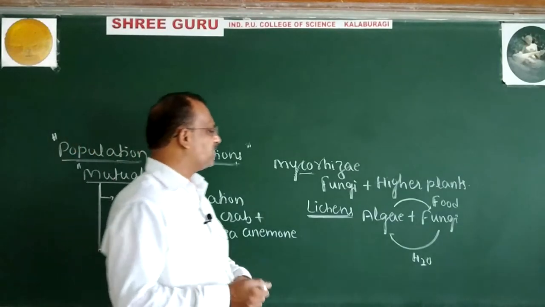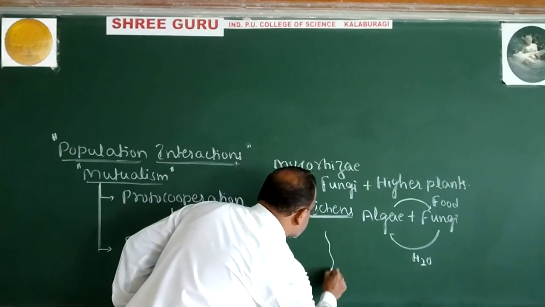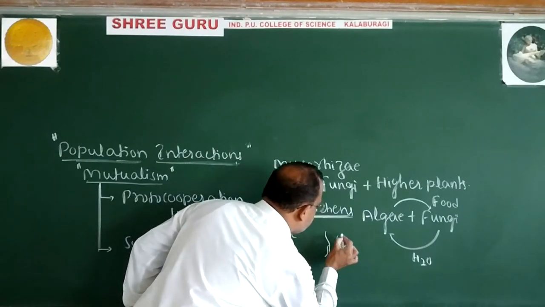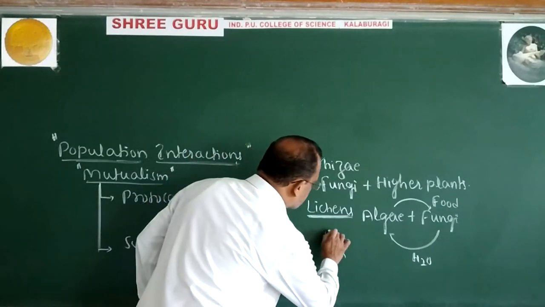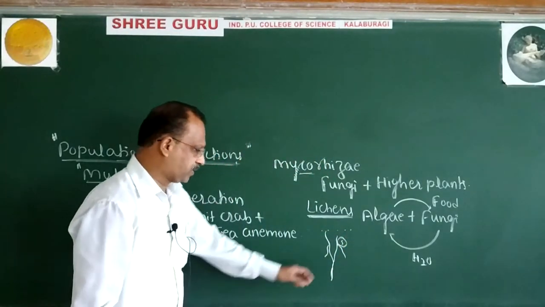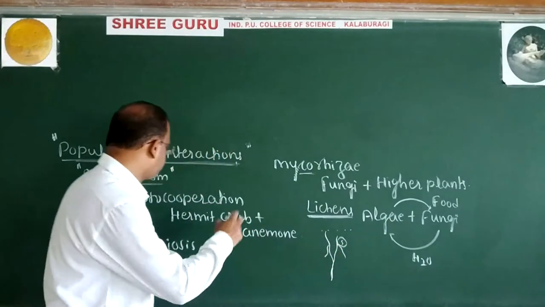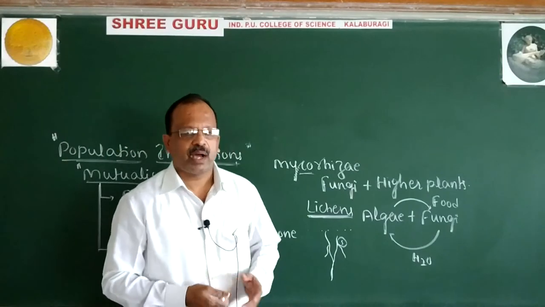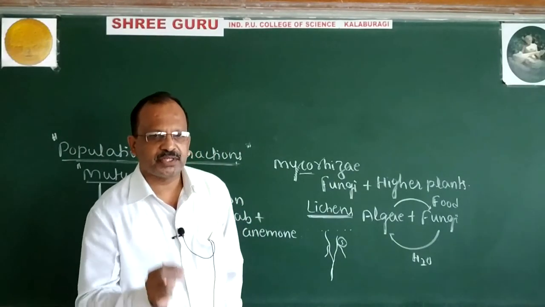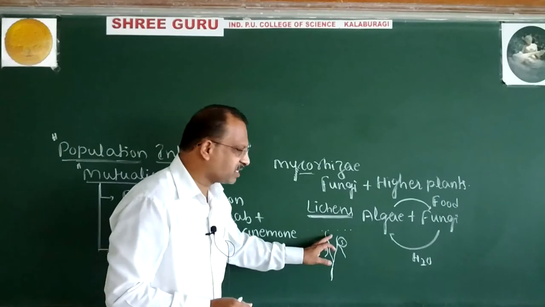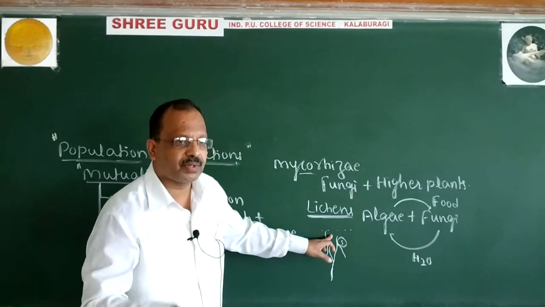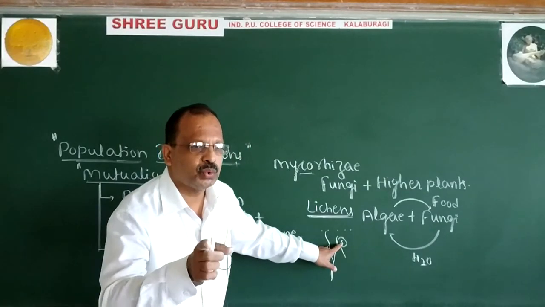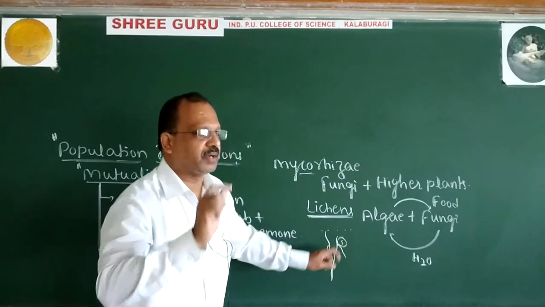One such beautiful example which you have come across in PUC first year chapter, mineral nutrition, is rhizobium bacteria with the root nodules of higher plants or leguminous plants. Look over here. In mutualism or in symbiotic association, both the partners will get benefit. One such classic example in PUC first year is rhizobium bacteria with the root nodules of leguminous plants.